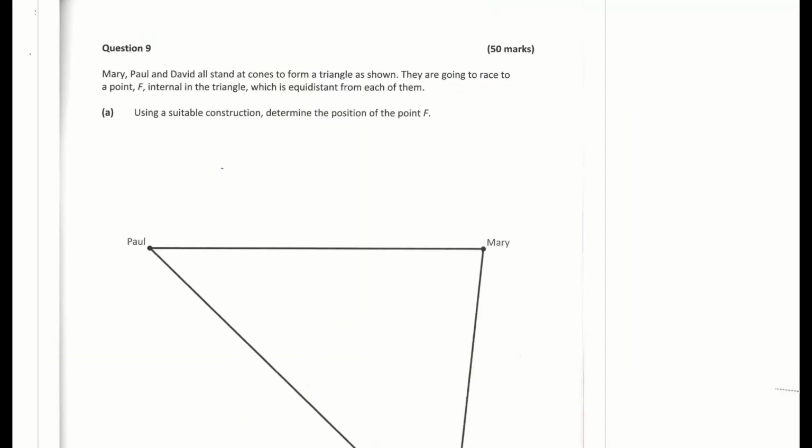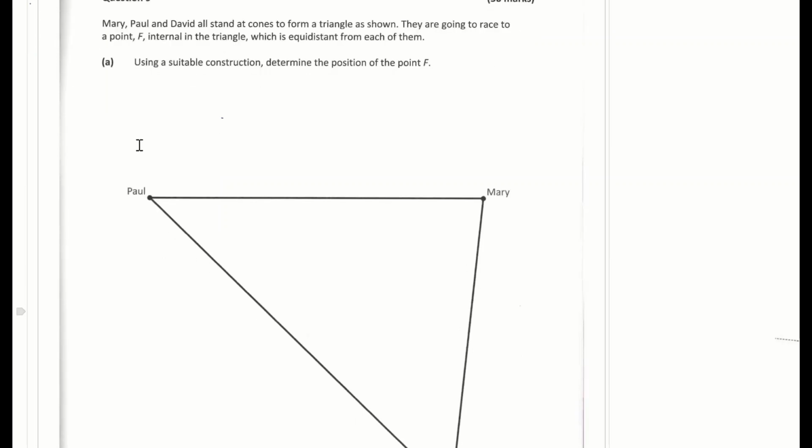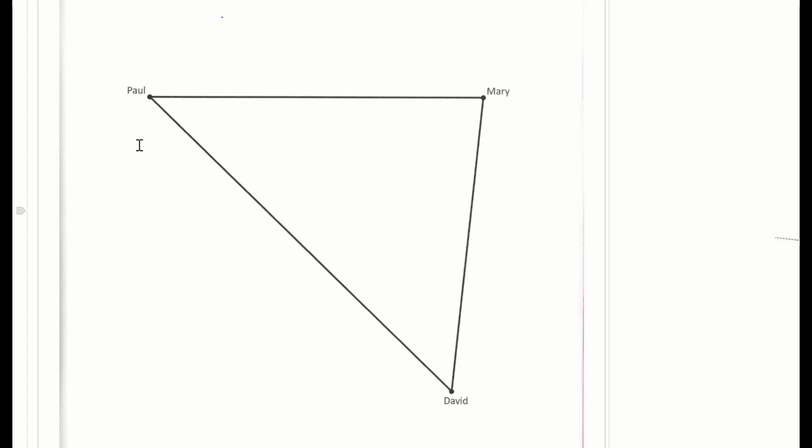So question 9, Mary, Paul and David are all standing at cones to form a triangle as shown. They're going to race to a point F internal in the triangle, which is equidistant from each of them. Use a suitable construction, determine the position of the point F. So I have my 3 vertices, which is Paul, Mary and David in my triangle, and I'm looking for a point which is the same distance to each of those 3 positions or the 3 corners. So what I'm going to do there is I'm going to use my circumcenter in order to find this point F.